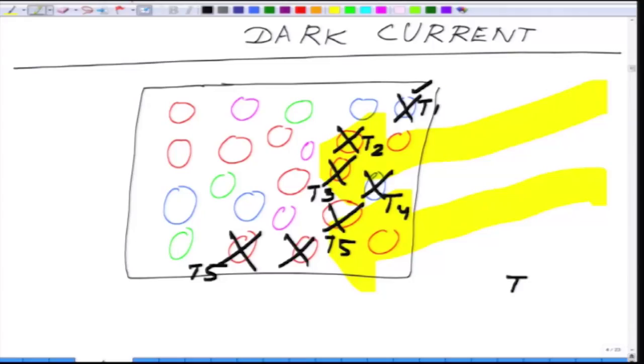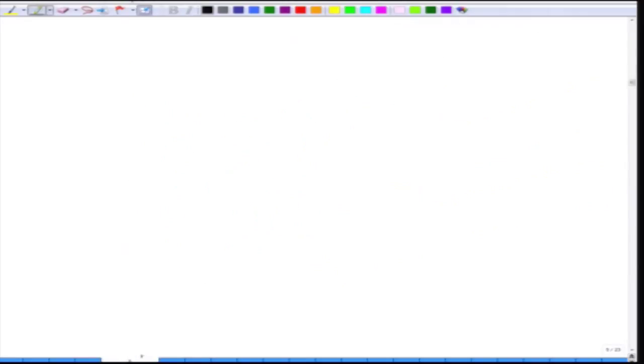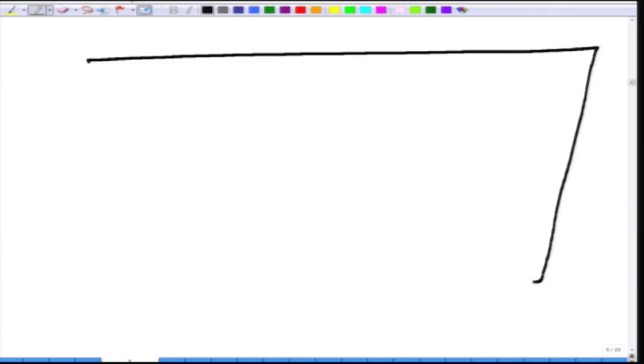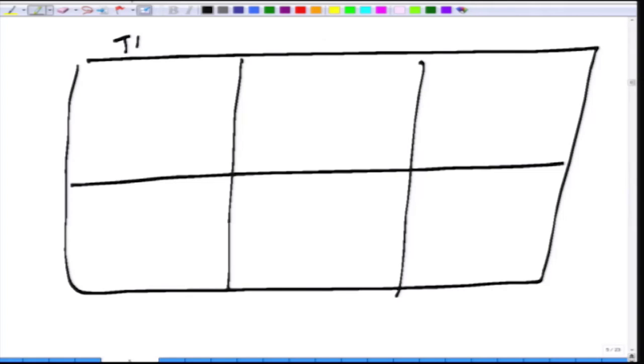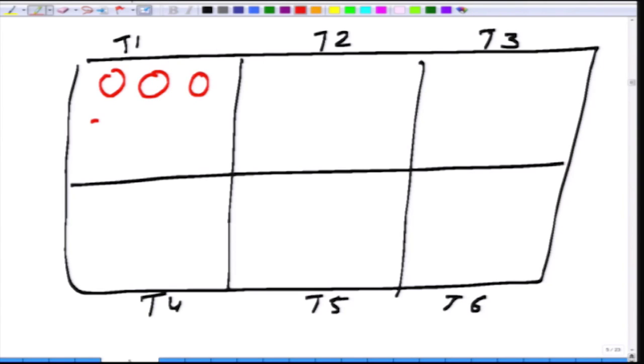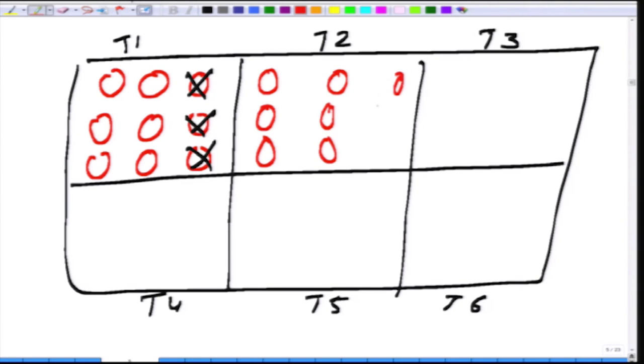So, for example, let's try to see how the frames work. Let's draw 6 frames and see what is happening. Say this is time T1, this is time T2, this is T3, this is T4, this is T5, and this is T6. When the first shot of light comes, this one goes off. In the next frame, this one, this one, this one and this one go off.